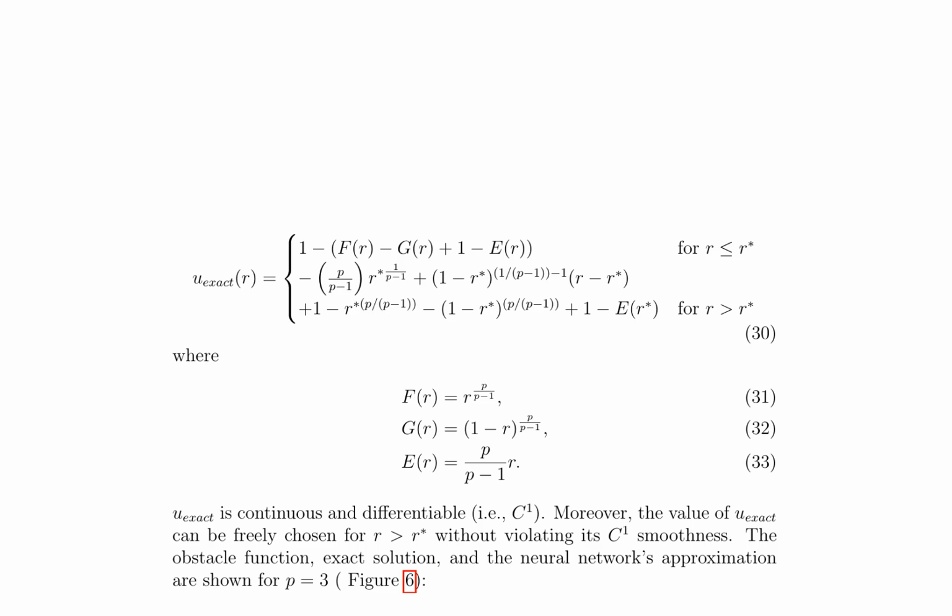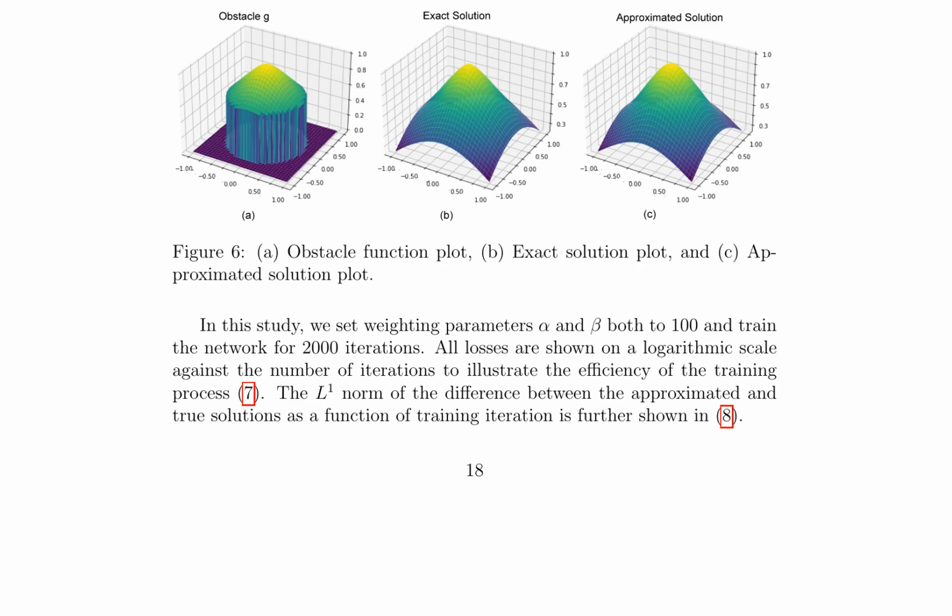The training process efficiency was illustrated through losses on a logarithmic scale against the number of iterations, and the L1 norm of the difference between the approximated and true solutions as a function of training iteration was also shown. This comprehensive analysis and presentation of results demonstrate the significance of the study in understanding the dynamics of model training and its impact on solution accuracy.